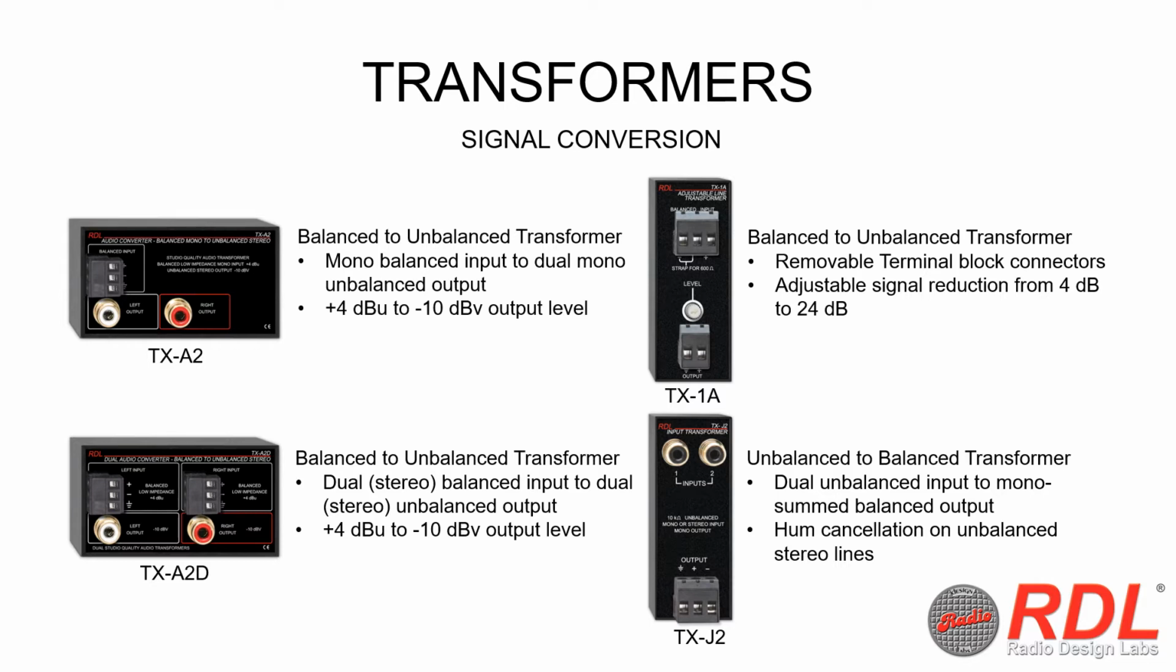The TX-J2 converts unbalanced signals to balanced. It has dual RCA jack inputs and a terminal block output. This unit is great for hum cancellation on unbalanced lines.